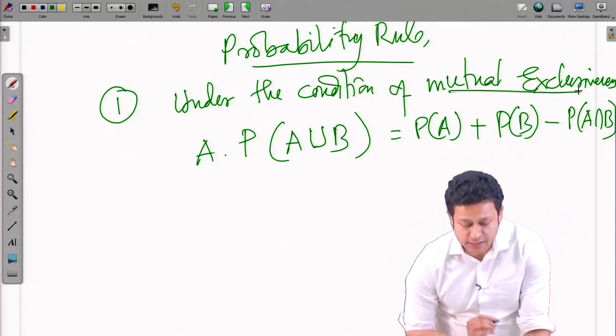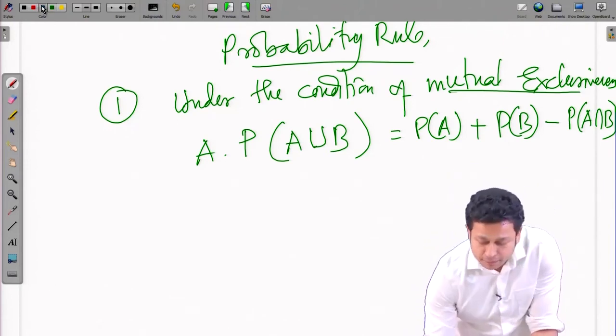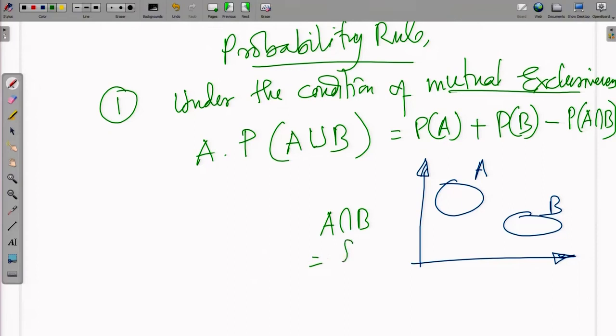So, when we have this formula with us, I am talking about the condition of mutual exclusiveness, and let me draw what I mean by that. Let us say I have these two events, here I have A and here I have B. When they are mutually exclusive, that means occurrence of A means non-occurrence of B, right. When that is the case, A intersection B would essentially give me a null set, you have nothing. And then probability of A intersection B is going to be 0.